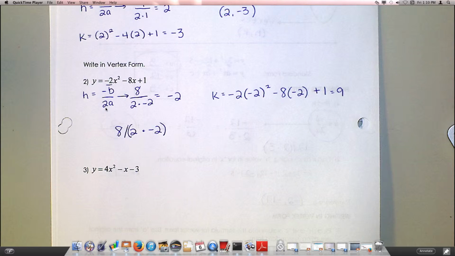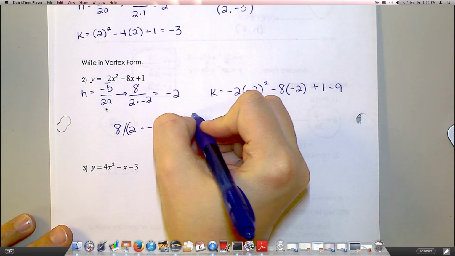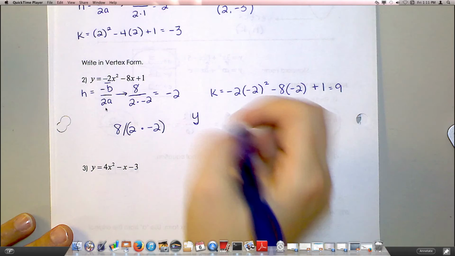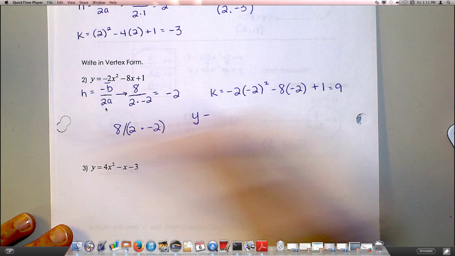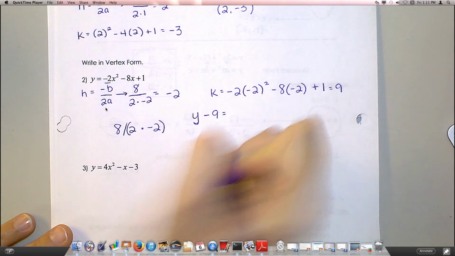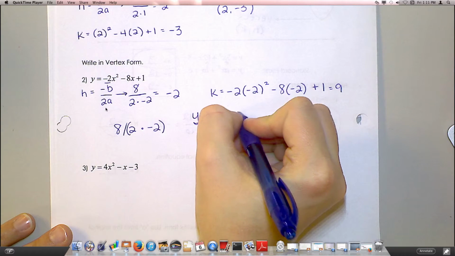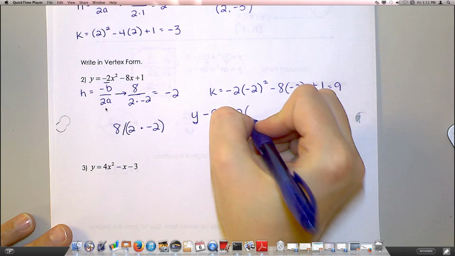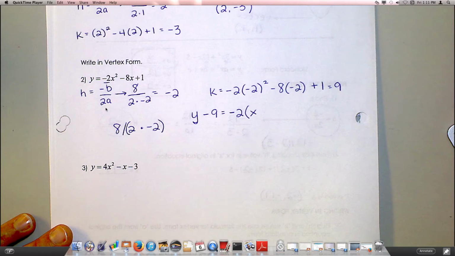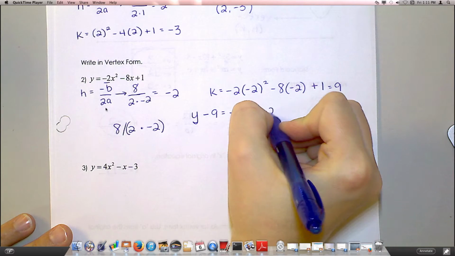I've got H and K now, but these directions said to write it in vertex form. So now I'm going to go back and say y minus k. In this case it would be y minus what? 9, because I just found that k was 9, equals, what's A? -2. And then x what? What's H? -2. So if I'm minusing -2, that's really plus 2, squared.